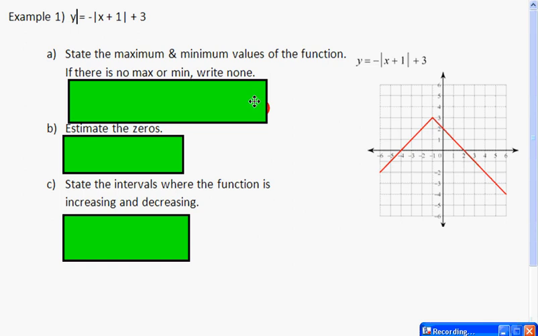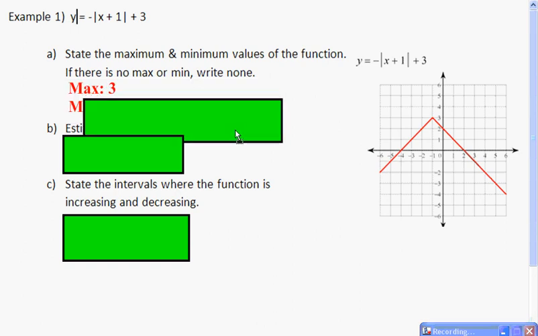Our max and min value. A max and a min would have to deal with your rise, your up and down, how high it is or how low it is. This here would be the highest point on the graph. The highest point on the graph would be your y value. Your y axis deals with up and down. Therefore, your highest value here is 3. There's your max of 3.